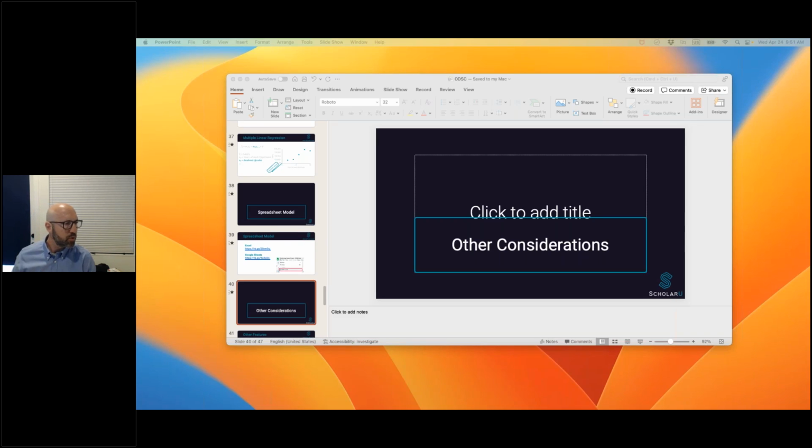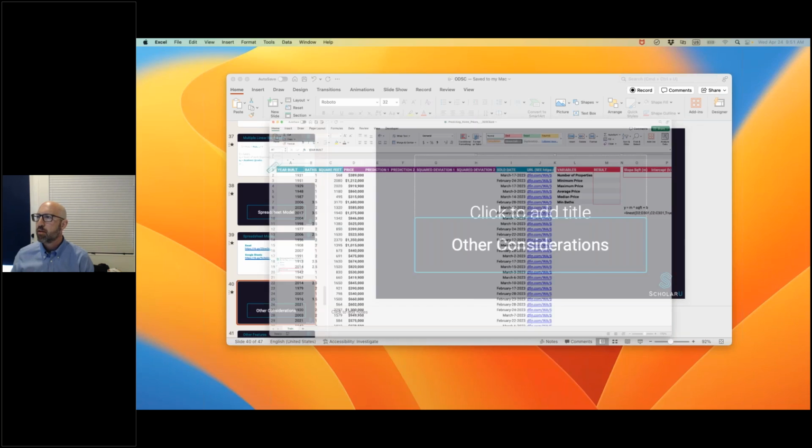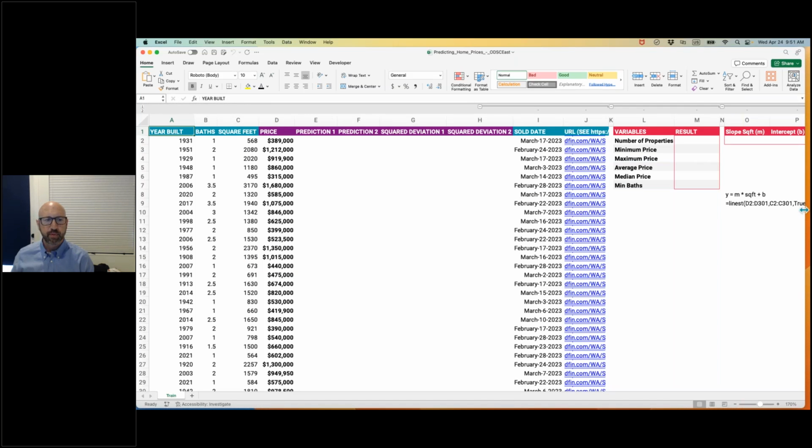All right, so I'm going to open my version, which is going to be in Excel. Can somebody give me a little thumbs up if you can see the Excel spreadsheet on my computer? Okay, can somebody give me a little confirmation that you can see the spreadsheet? Great, okay.